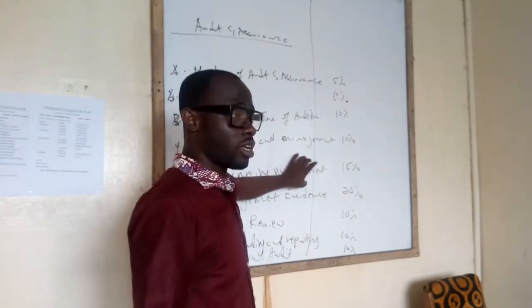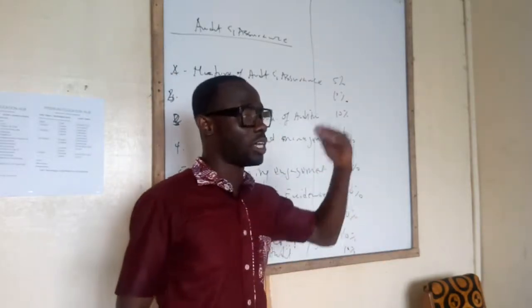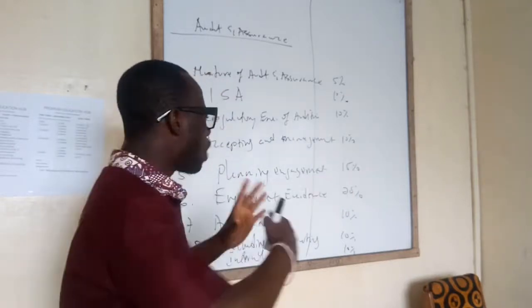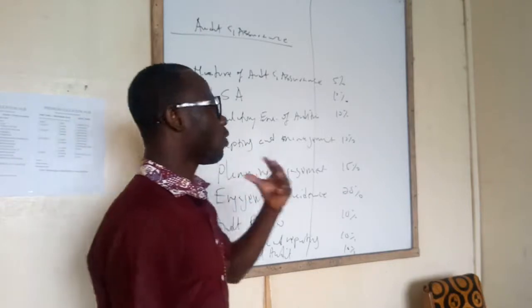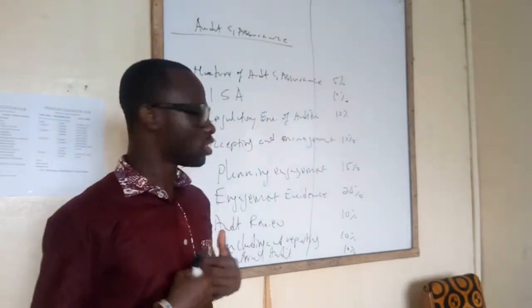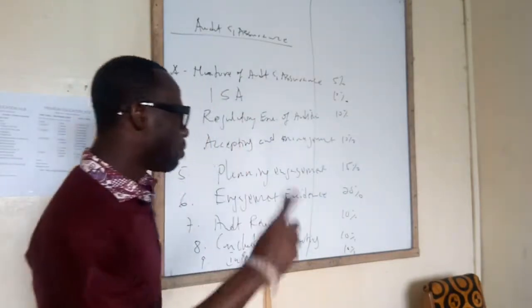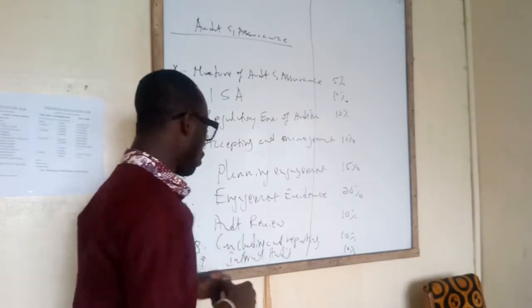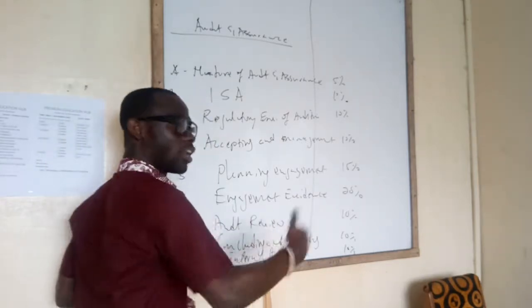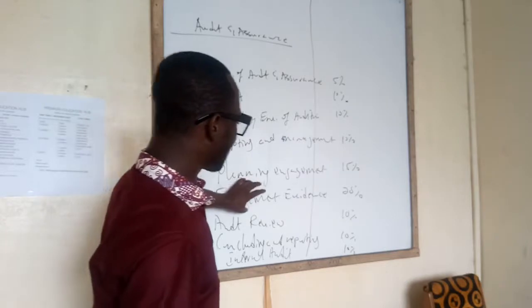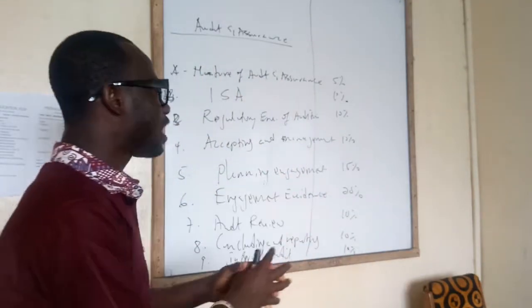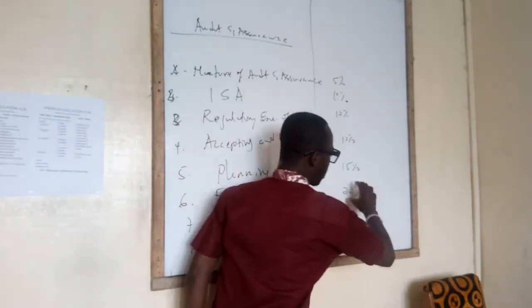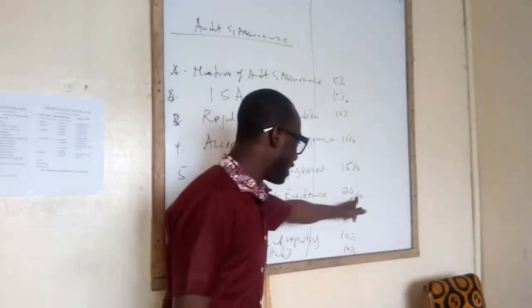Planning is very critical, because before you start anything, you must what? Plan about the audit. So how do we plan the audit? How do we do risk assessment? How do we find out whether this company is a good fit for us? We're going to be looking at that. But most importantly, at the end of the day, because you are going to be issuing an auditor's report, you must gather what we call audit evidence. So the way we gather audit evidence is also something critical that we'll be considering, and that is 20%.